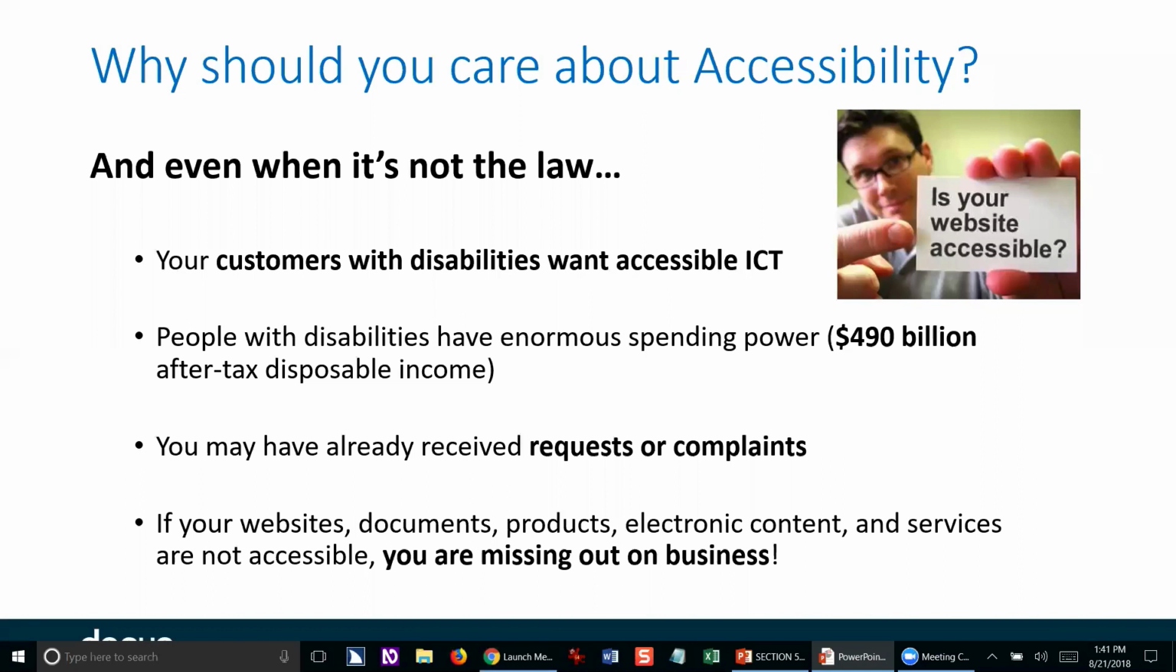Customers with disabilities are not a tiny margin way off to the side that you shouldn't worry about. About 20% of the US population has a disability, and people with disabilities have $490 billion in after-tax disposable income. So the bottom line is that if your ICT is not accessible, you are missing out on business.